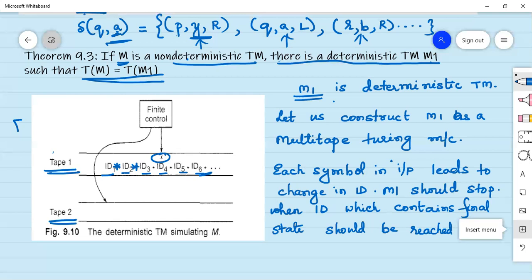I hope this is clear, okay? So what is the process? How do we process the ID? For example, now ID4, on the top of that you have X. So how do I process the ID?